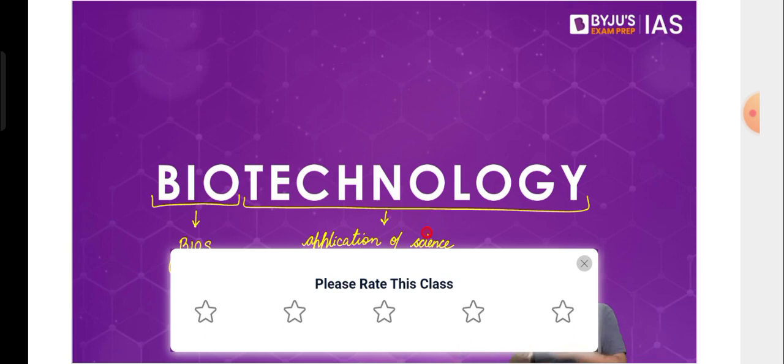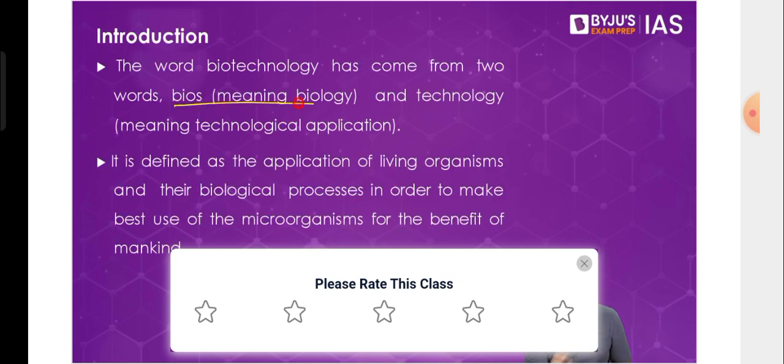Because until the 1950s, the discovery of DNA had not happened. All right, the discovery of DNA happened in the 1950s, and that led to, you can say in a manner, the birth of modern biotechnology that we basically are going to study in this particular chapter. So first and foremost, we know that biotechnology comes from two words. You have bios and you have technology, and you can say that it can be defined as the application of living organisms and their biological processes in order to make the best use of organisms for the benefit of humankind. So in this manner, we see that this is how we can define what biotechnology basically means.